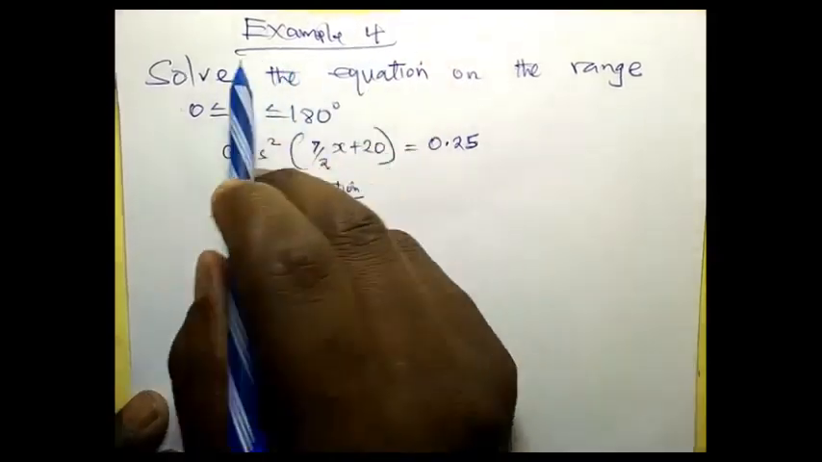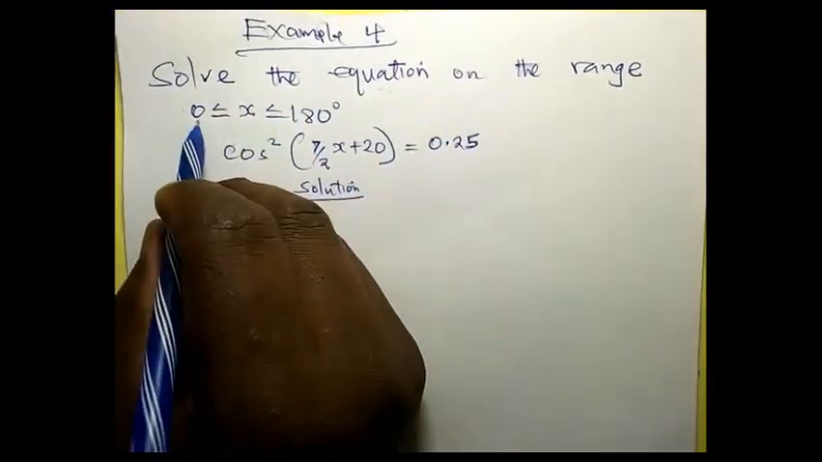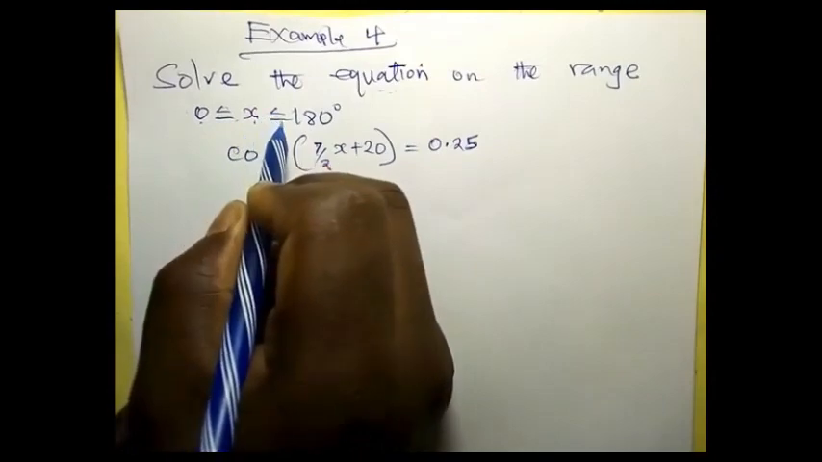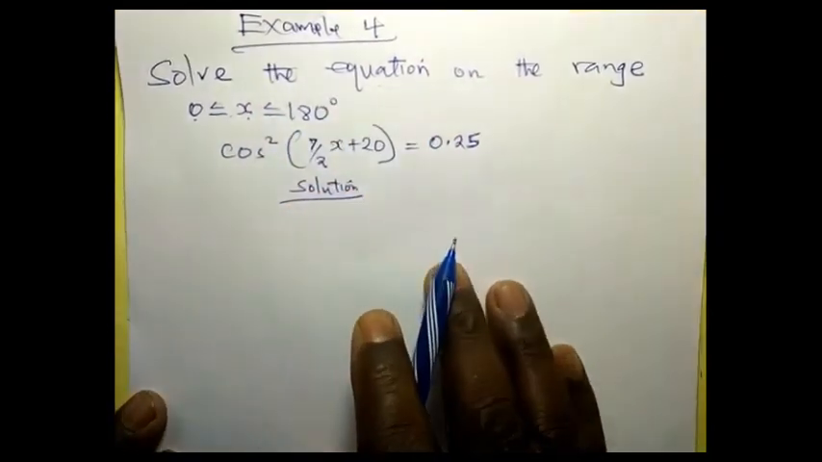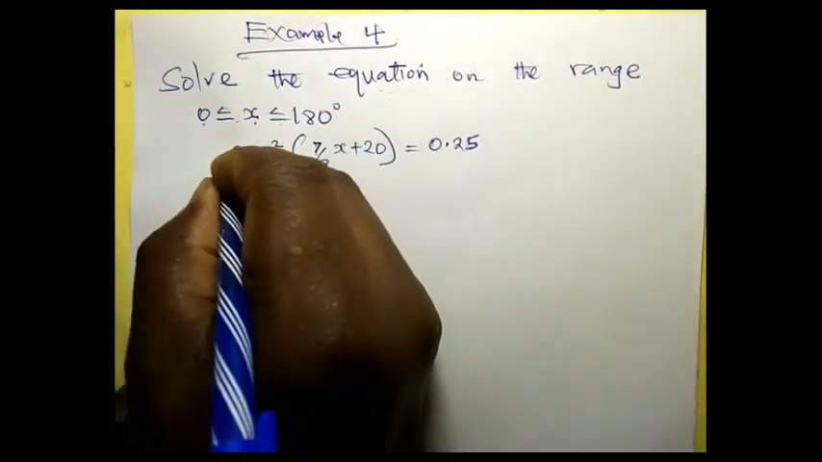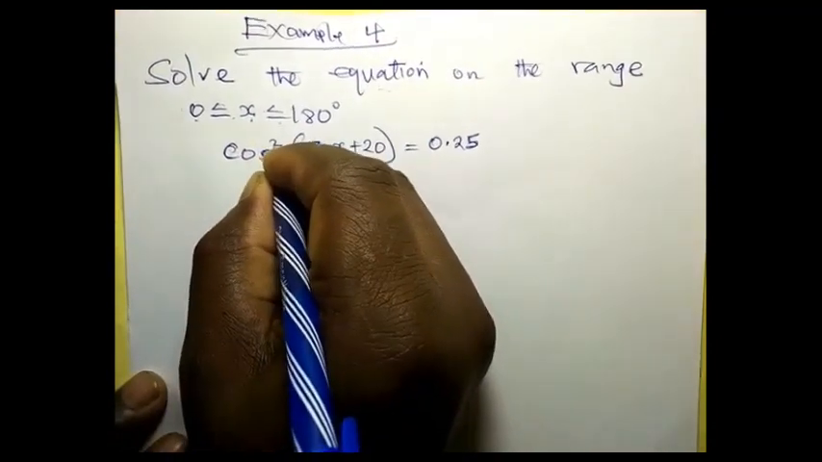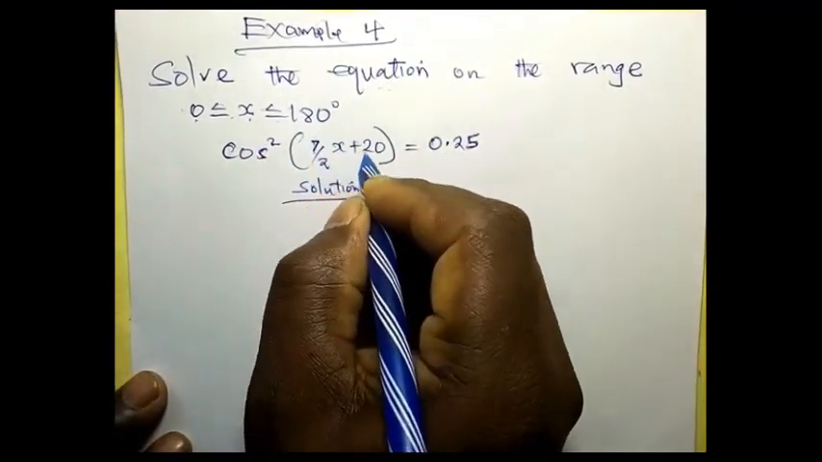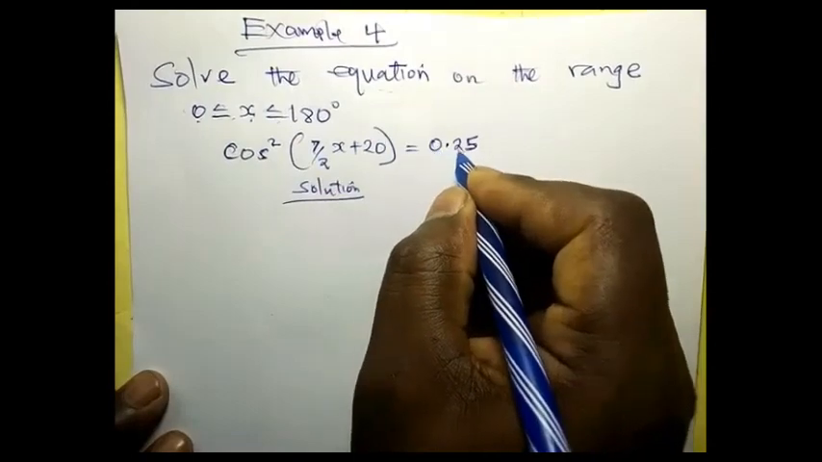For example 4, solve the equation on the range 0 less than x less than or equal to 180. That's our range. So we want to solve this equation: cos squared of (7/2 x plus 20) equal to 0.25.